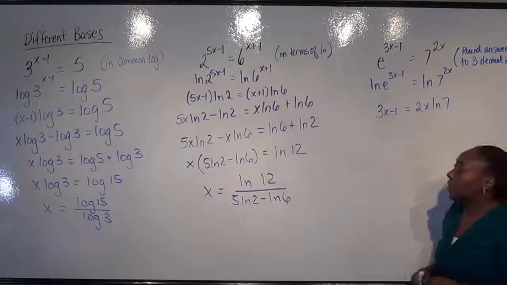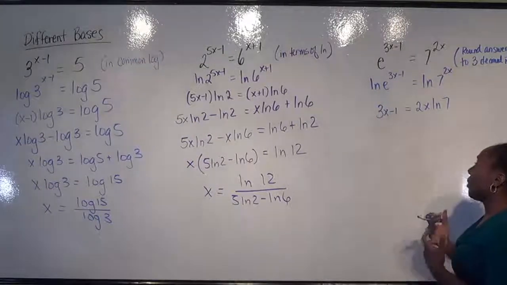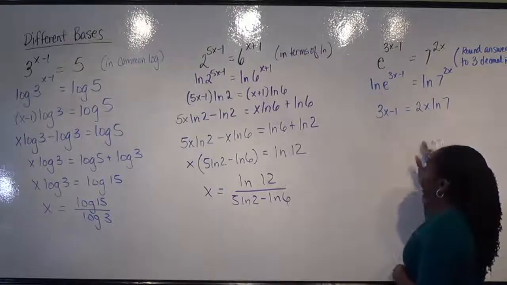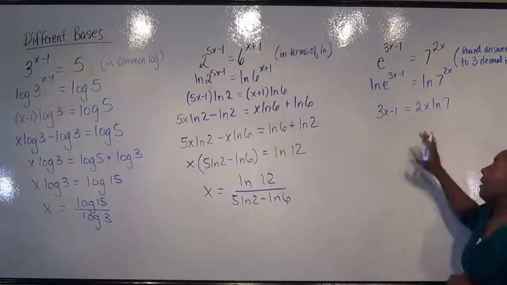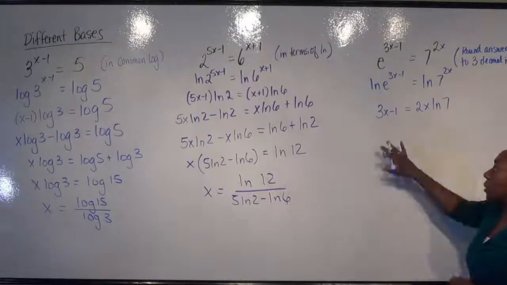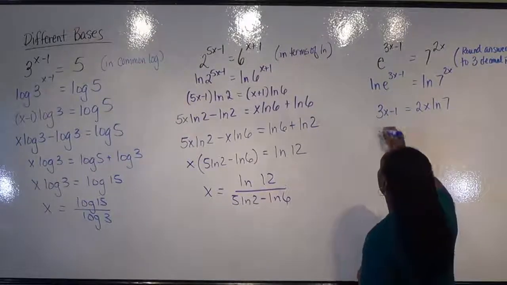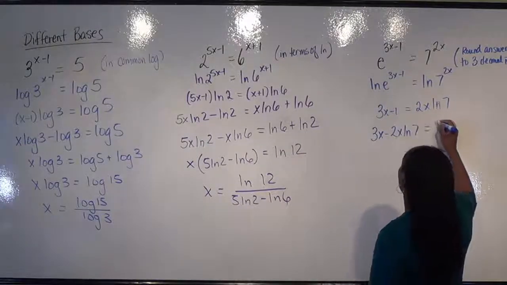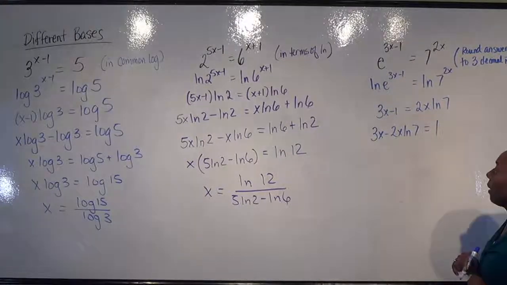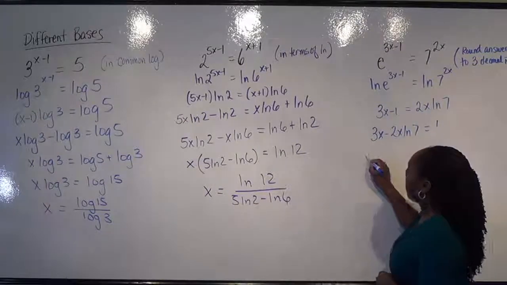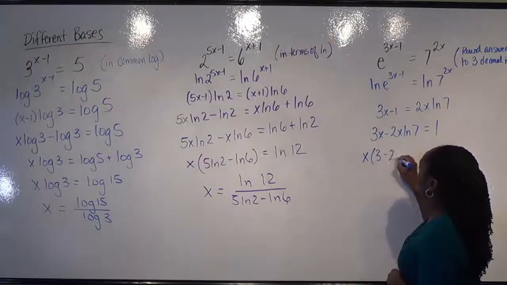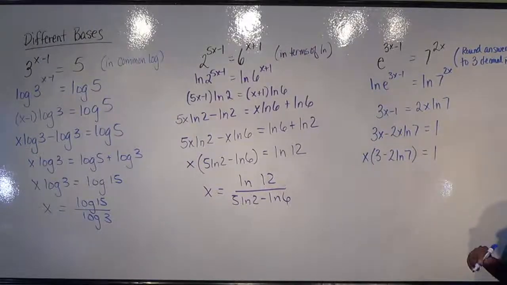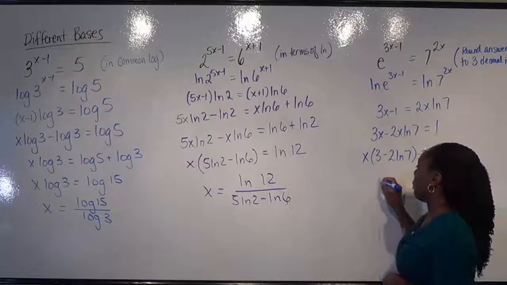Okay. Just like the previous examples, I want to go ahead and get the x's all on one side. Again, it doesn't matter which way you move them. I like my x's on the left, but you can certainly do it on the right. So here I would say 3x minus 2x ln of 7 will equal 1. Okay. Again, I'm going to factor my x out. And then I'm going to divide out by the 3 minus 2 ln of 7.